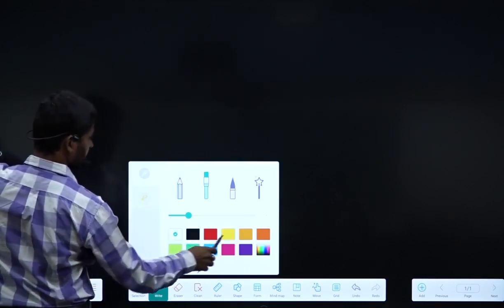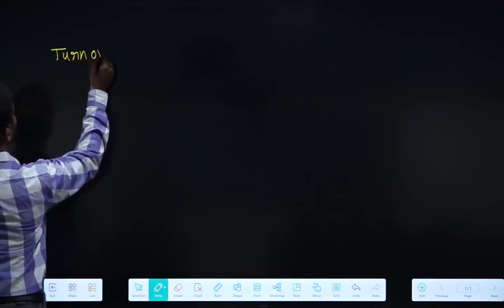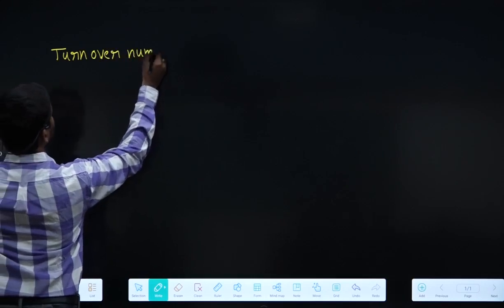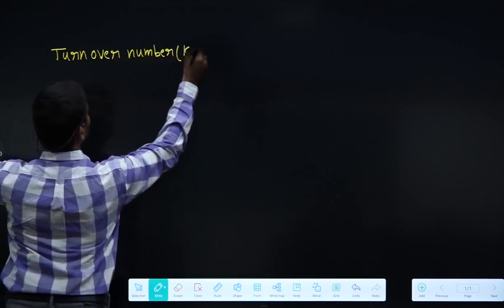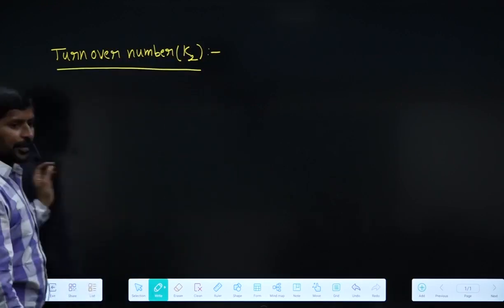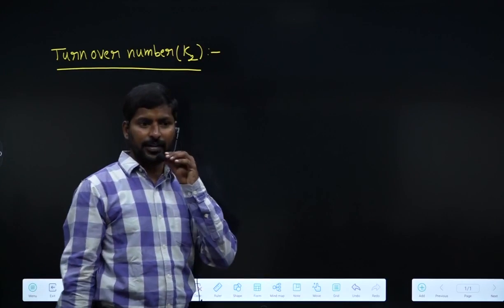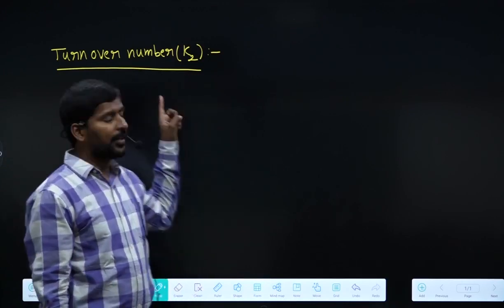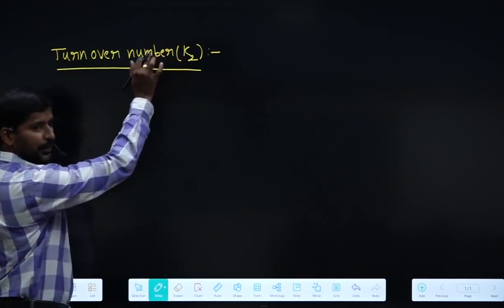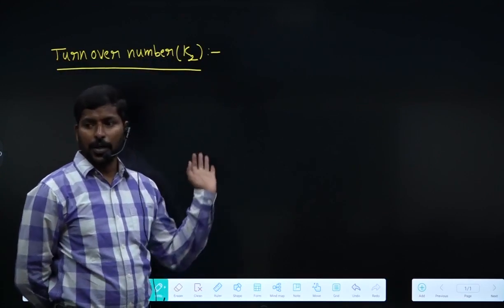One is turnover number. Simple questions are given based on turnover number and catalytic efficiency. So turnover number is given by K2. K2 is nothing but the rate constant for the product formation step.